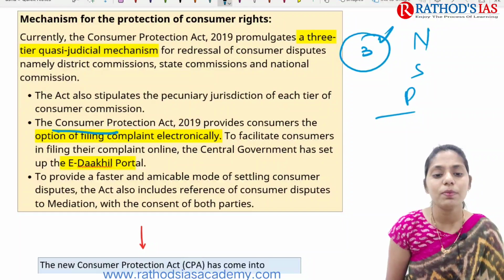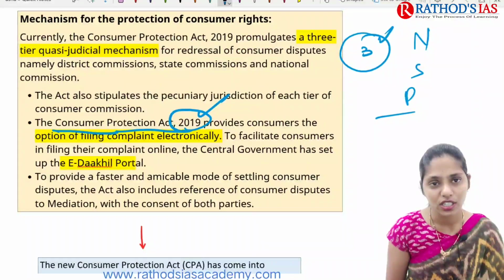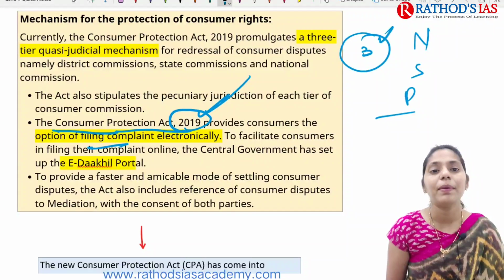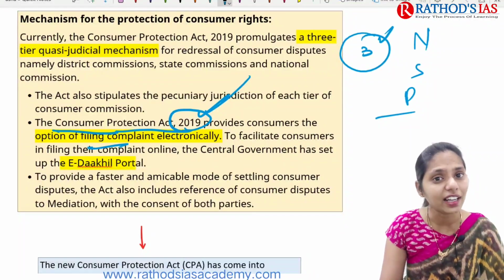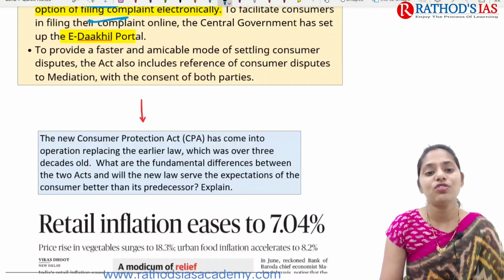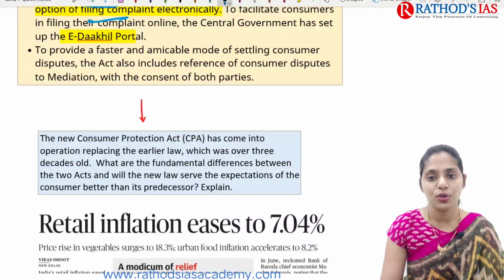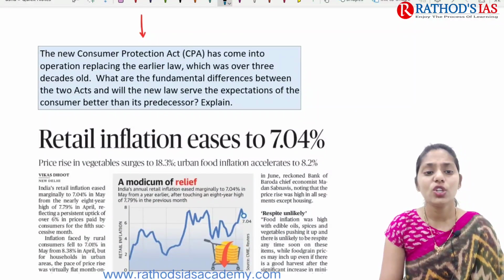The Consumer Protection Act of 2019 also provides consumers with an option that they can go for filing of their complaint electronically. That is mainly done through the e-Dakhil portal, and it also provides a faster as well as amicable mode of settling these consumer disputes. So I want to give you one main question regarding this topic.